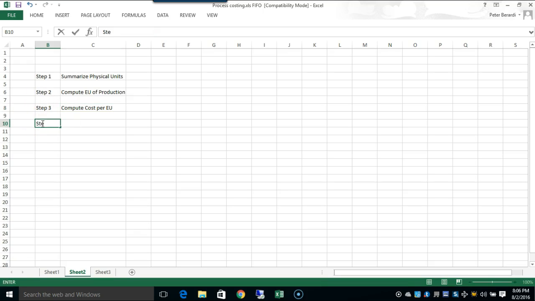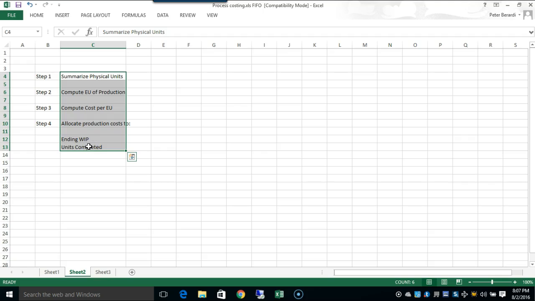Step 4, allocate production costs to ending WIP inventory and units completed. So allocate production costs to ending WIP and units completed. These are your 4 primary steps.